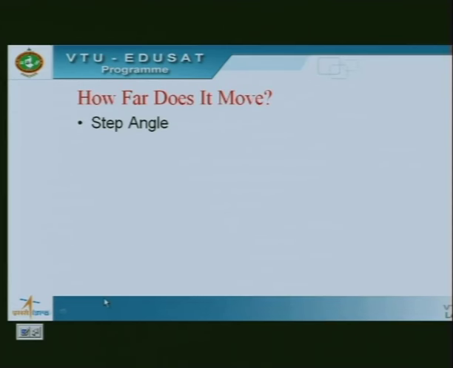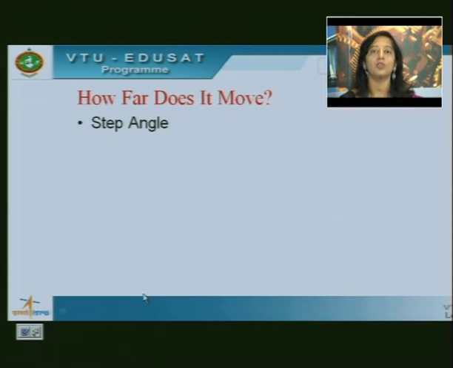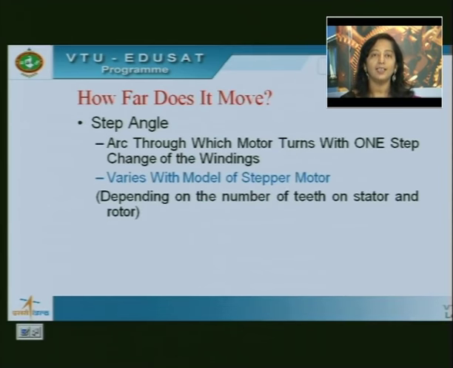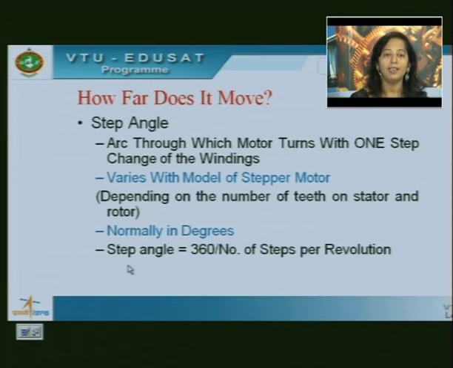So, now we should see what we mean by step angle. It talks about how far the motor can move or the rotor can move within the shaft. So, the arc through which the motor turns with 1 step change in the windings. So, it varies from model to model of the stepper motor, and it depends upon the number of gear teeth present on the rotor or the shaft along with the stator. It is normally in degrees.